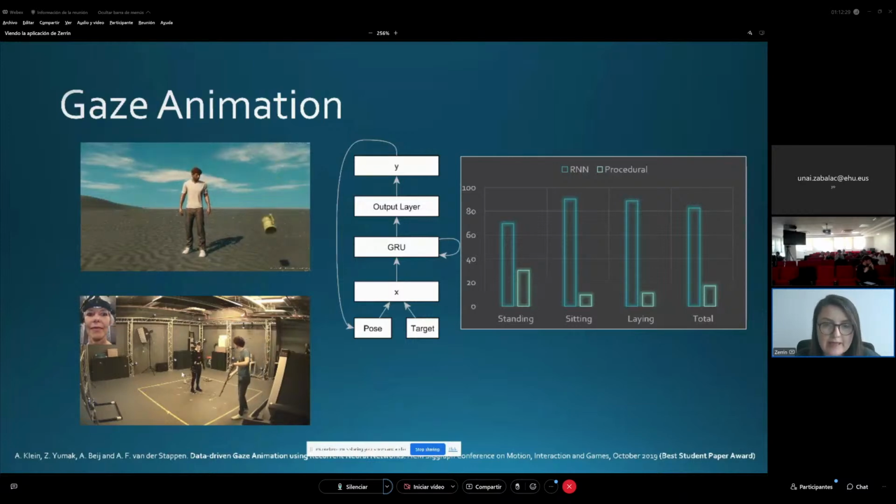Guerrilla Games actually asked us to find an alternative to their in-house procedural gaze animation or look-at animation method. So we made a comparison between their current procedural approach and our approach using recurrent neural networks. And indeed, we have seen that a data-driven approach proves to be a promising direction for that type of work. And we got pretty good results in internal comparisons done by Guerrilla Games expert animators.